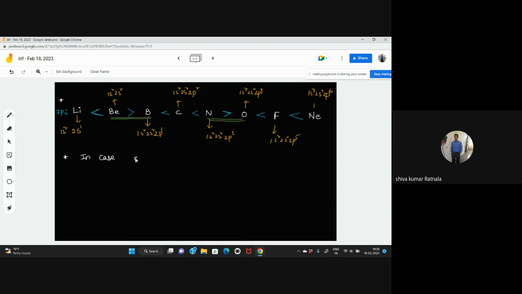In case of beryllium, the IP value is greater than boron. Why? Tell me one of the parameters, the factors affecting ionization potential, which we have discussed. What is the factor? You need to tell me.